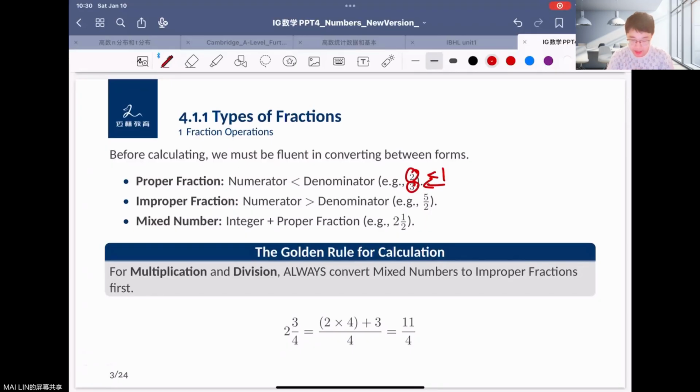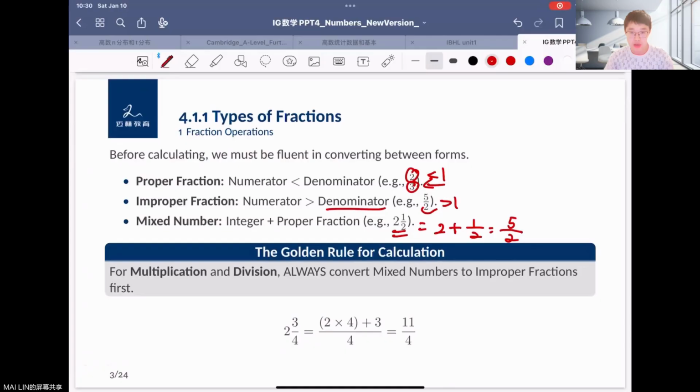Another kind is the improper fraction, where the numerator is bigger than the denominator. Here is 5 over 2, and we know that 5 over 2 is bigger than 1, right? After that, we have a mixed number, like 2 and a half. You can find there's an integer with a fraction. We know that 2 and a half means 2 plus a half, which is 5 over 2. This is how we use the operations for mixed numbers.